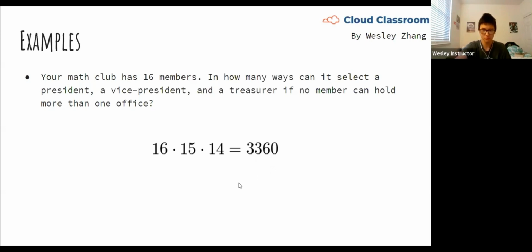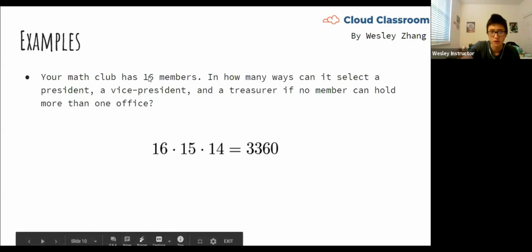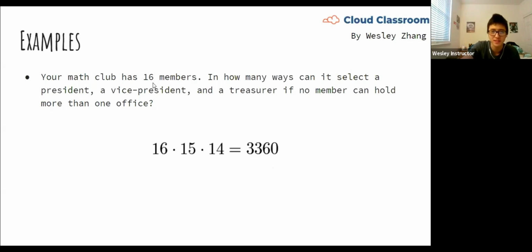3,360. So for only 16 members and three positions, I can fill those positions in 3,360 ways. That seems like an incredible number. That seems too big to be true, but that is true. There are this many options. So I can have a bunch of options with relatively few people available to choose from.